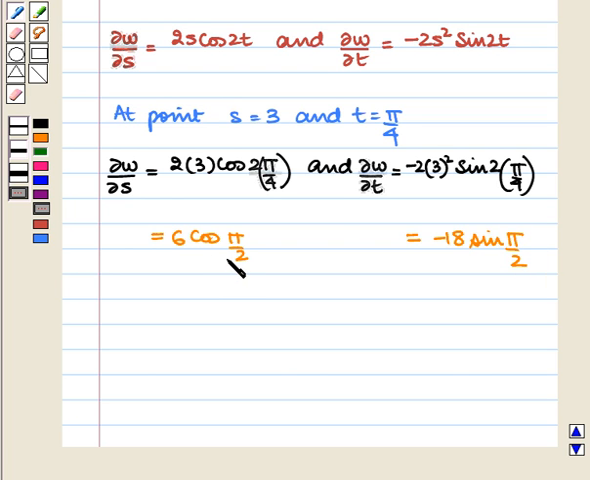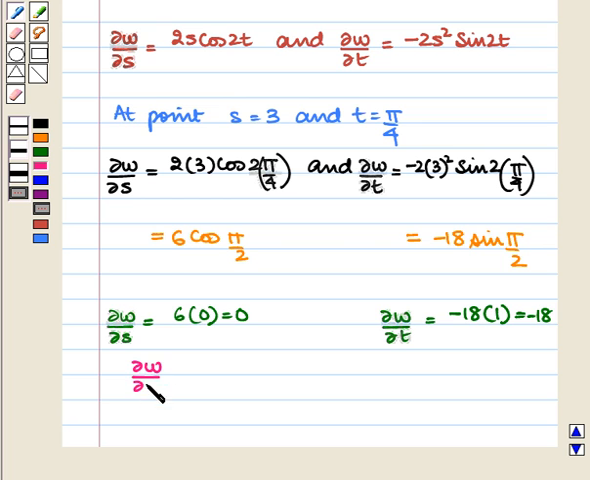As cos of pi by 2 is equal to 0, so del w by del s will be equal to 6 into 0, which is equal to 0, and as sin pi by 2 is 1, therefore del w by del t will be equal to minus 18 into 1, which is equal to minus 18. So del w by del s is equal to 0 and del w by del t is equal to minus 18. This is the required answer.